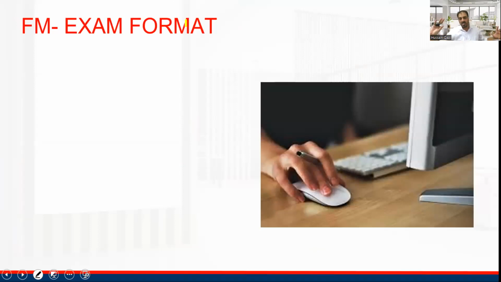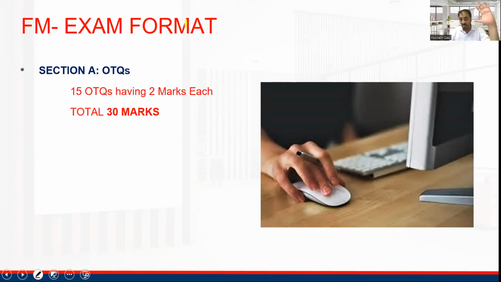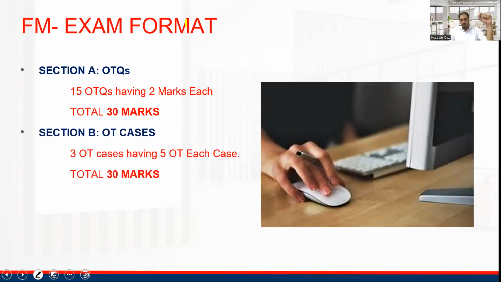First of all, the exam structure, the format. 100 marks compulsory question based on three sections. 100% compulsory question paper. Section A, objective test questions: 15 independent objective test questions, including blanks, MCQs, hot spots and others, having 2 marks each, total 30 marks. Section B, objective test cases: 3 objective test cases, each case having 5 objective test questions. Each OT based case has 10 marks, 10 multiplied by 3, 30.